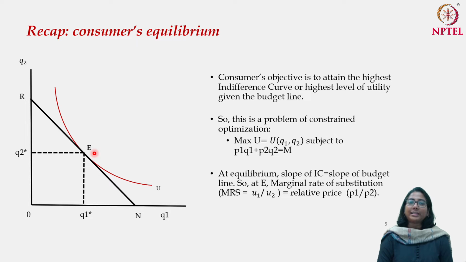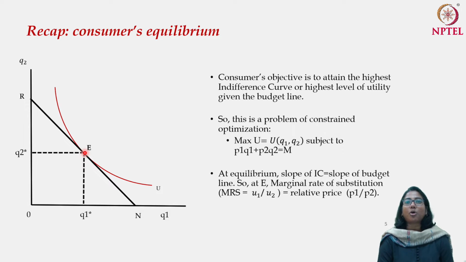Now we know that the absolute slope of the budget line is given by the price ratio P1 by P2, and the absolute slope of the indifference curve is given by the marginal rate of substitution, which is U1 by U2. Therefore, at point E, what we basically have is U1 by U2 is equal to P1 by P2. This U1 is the marginal utility derived from Q1, and U2 is the marginal utility derived from Q2. So the ratio of the marginal utilities is equal to the price ratio.